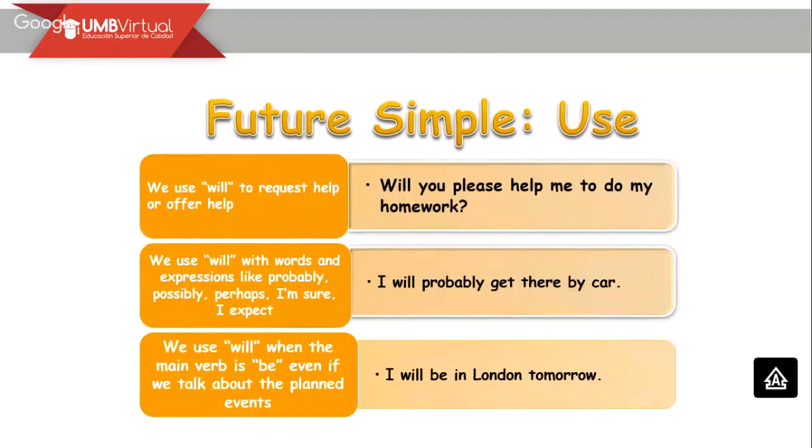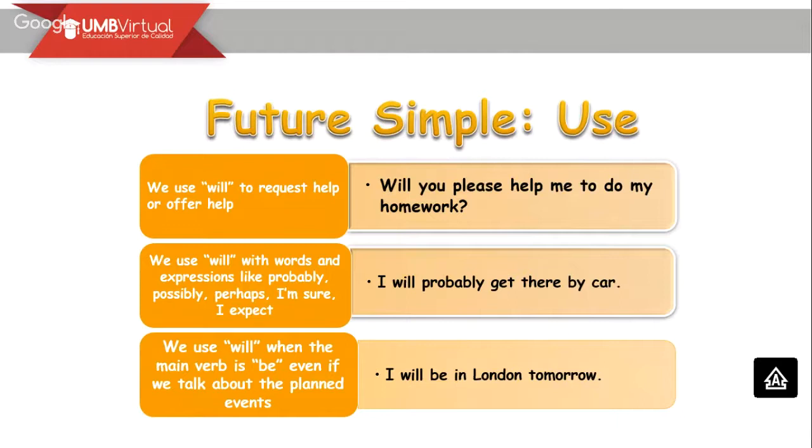Future simple use. So there are other kinds of uses that we are going to study right here. We use will also to request help or offer help. Will you please help me to do my homework? Where you can say, yes, I will, or no, I won't, right? Entonces, en el caso que nosotros estamos pidiendo ayuda o ofreciendo ayuda, podemos utilizar el will.